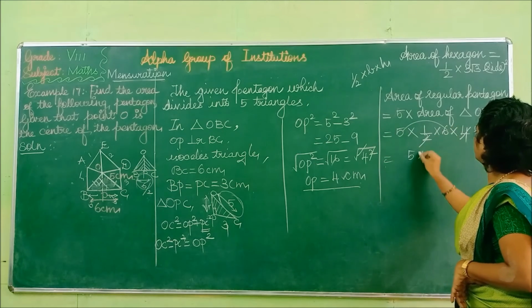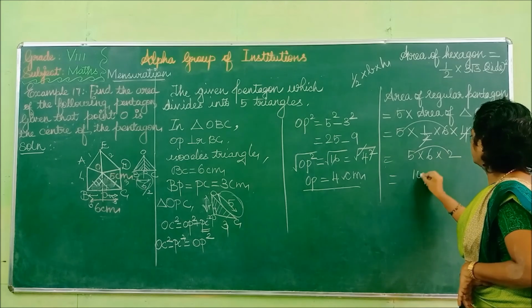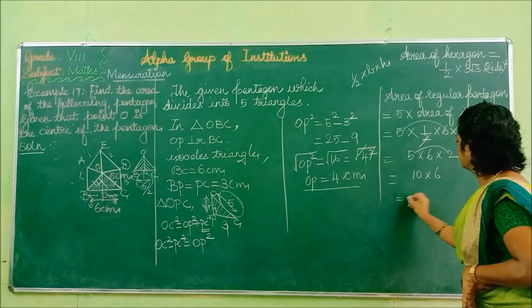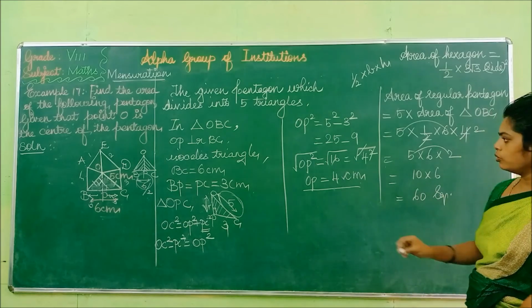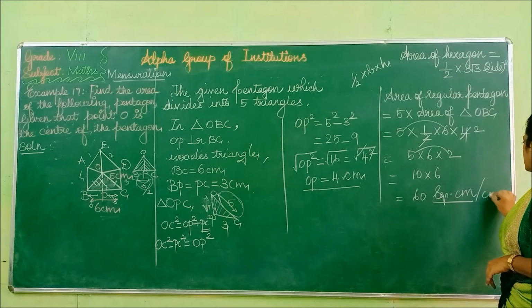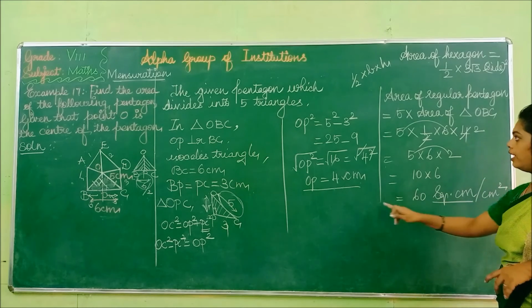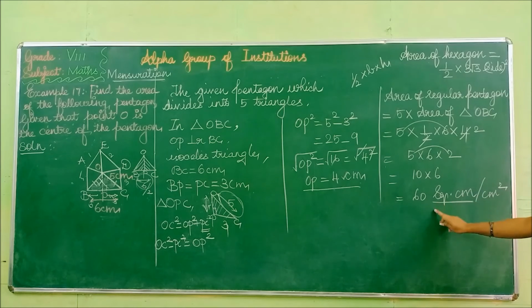5 into 6 into 2. So 5 6s are 30, 30 2s are 60 square units. So what is the unit here? Centimeter. So either you can write square centimeter or else centimeter square. The area of a regular pentagon is equal to 60 square centimeter or else centimeter square.